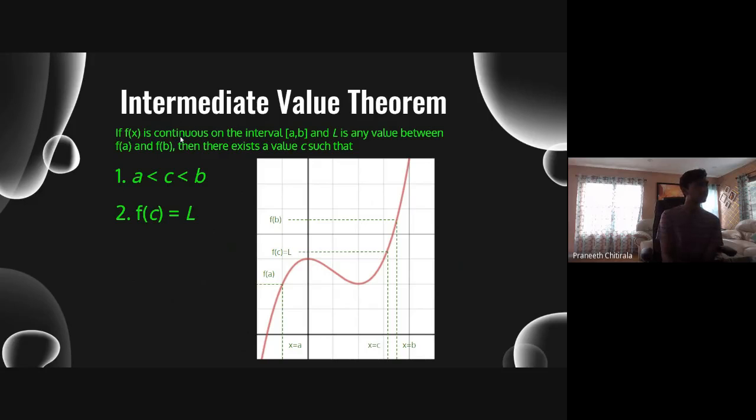So if f of x is continuous on the closed interval a, b, and L is any value between f of a and f of b, then there exists a value c between a and b such that f of c equals L. Essentially, if f of a is less than f of b and a is less than b, then you had to have gone past this value L at some point, at some value c.